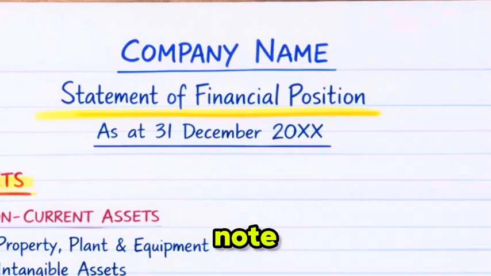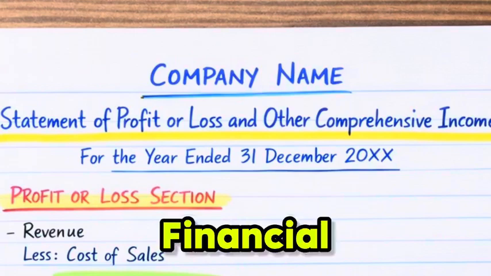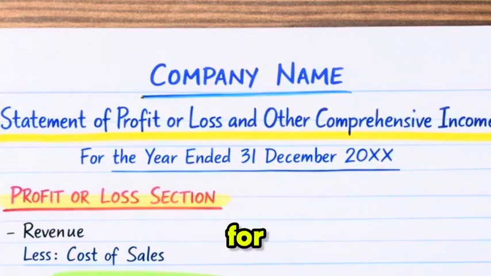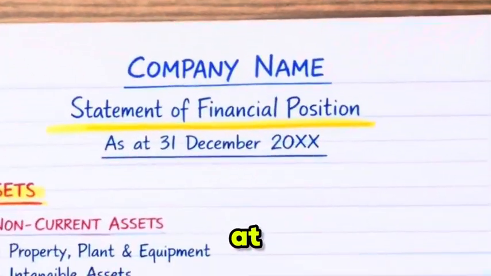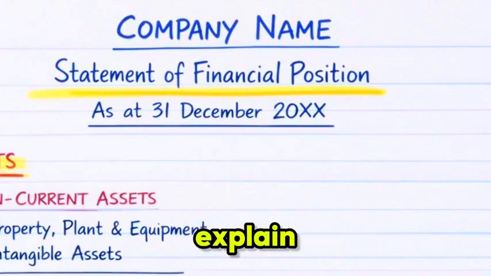I want you to note carefully. With the income statement, we say statement of profit or loss and OCI for the year ended, but for the balance sheet, for the statement of financial position, we don't say for the year ended, we say as at 31st December 2025. I will explain what that means after this format.